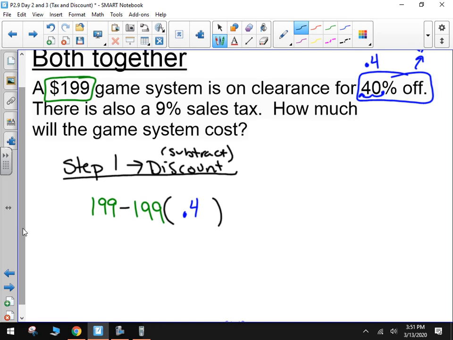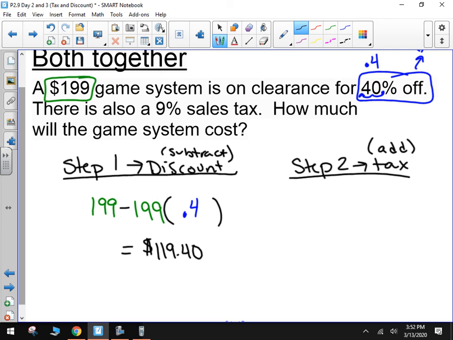But that's just step 1, because now I have to do sales tax. So in the second step, step 2, we do our tax. Remember, tax, we're adding that on. The government is taking money from us, charging us for buying something. But our price has now become this. So we're going to use this as our price. This will be $119.40. And remember, we're adding since we're doing tax. We're going to write our price again. And we times it by the sales tax.